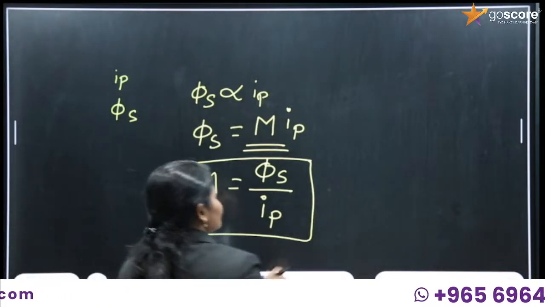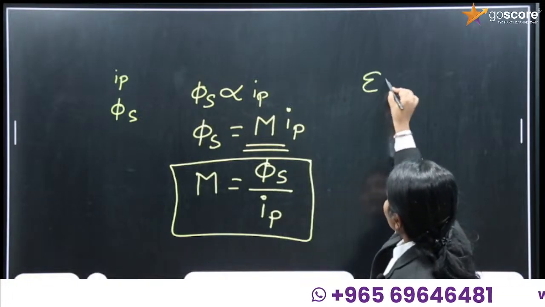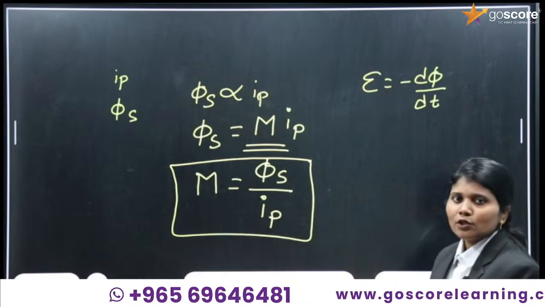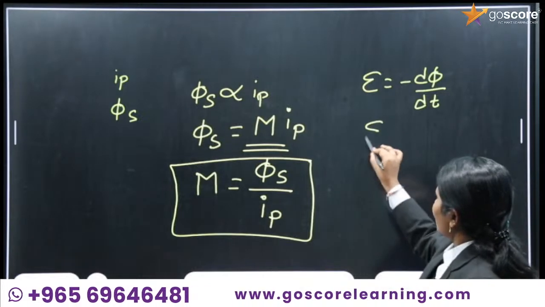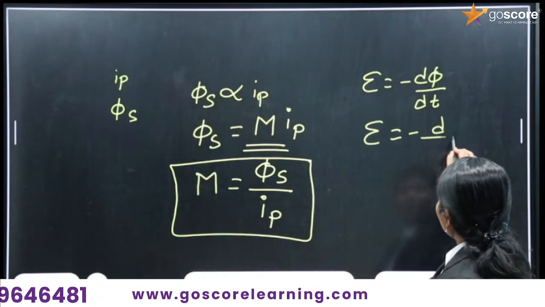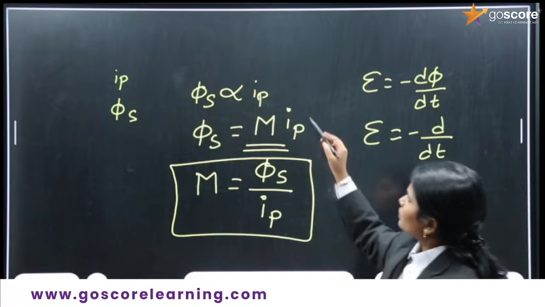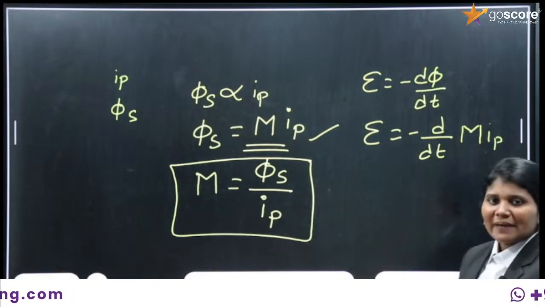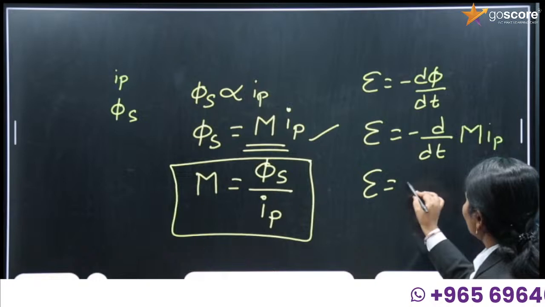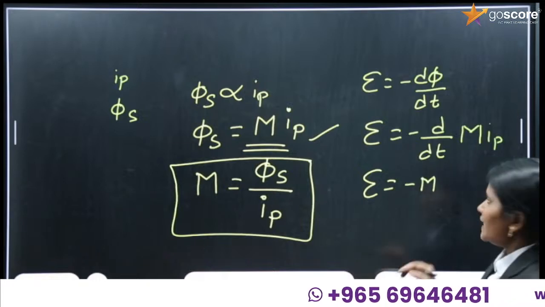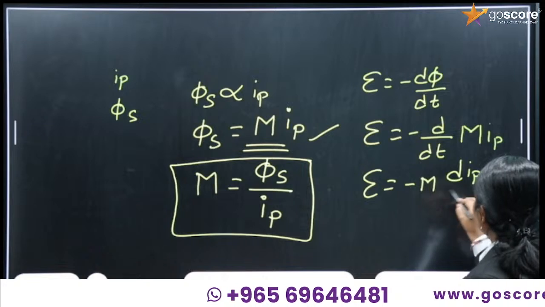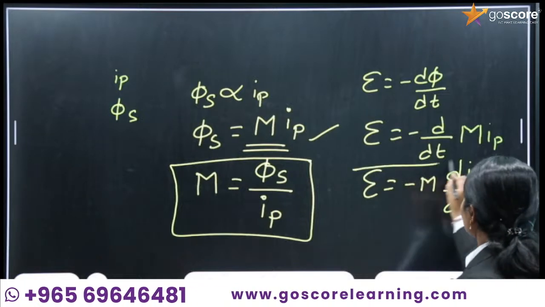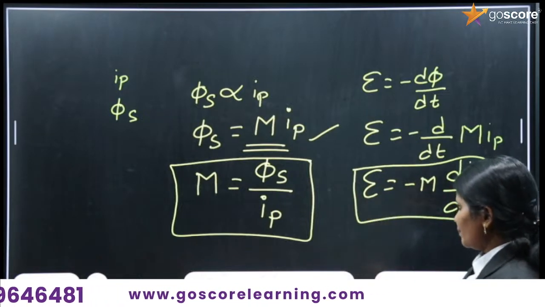What is the EMF? We know that E is equal to minus d phi by dt. What is the phi value? Phi is M I P, where M is the mutual inductance and I P is the primary current. Then E is equal to minus M d I P by dt, with M as the constant. This is the EMF equation.